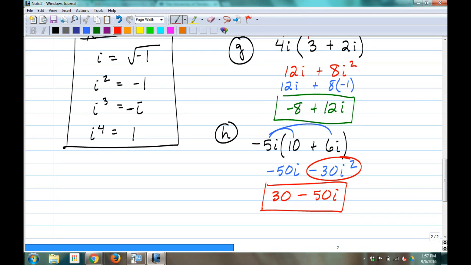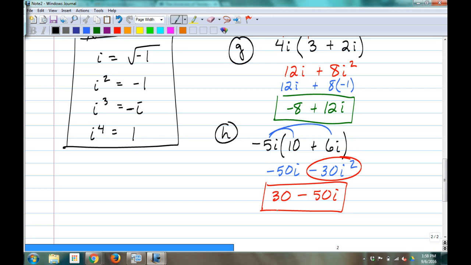Wouldn't that be -30 plus 50? This changes to be +30 because it's -1 times -30 is +30. This is still a minus 50i, it's negative 50i. So that's where. Okay, so it's not bad.